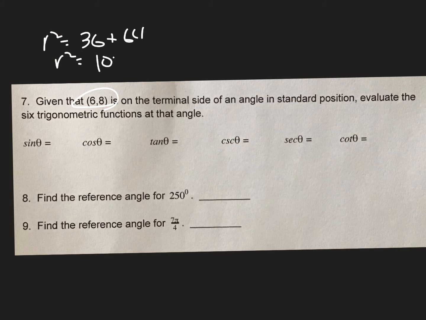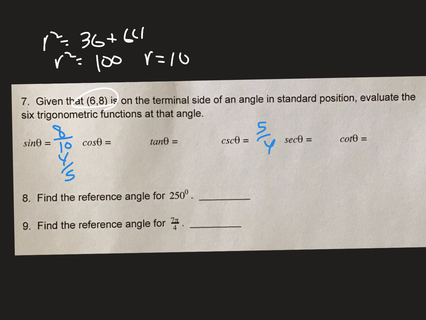36 plus 64 is 100. Take the square root, that's 10. So there's your r. Now, when you come down here to put your answers down, don't forget the stuff we talked about yesterday. Sine is y over r, which should be 8/10. You need to reduce that to 4/5, which means your cosecant is 5/4.